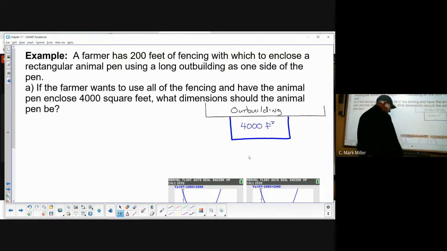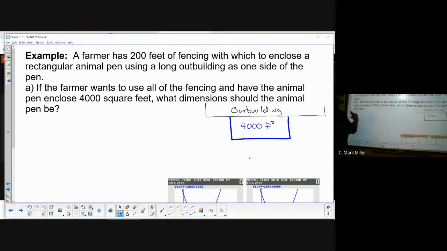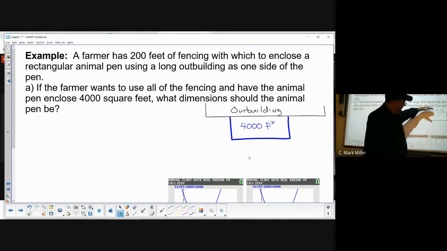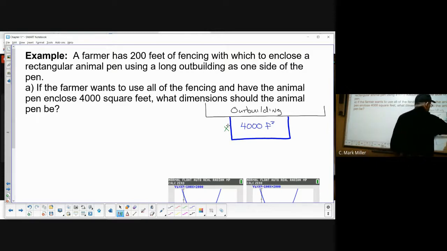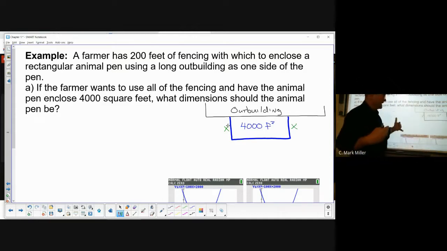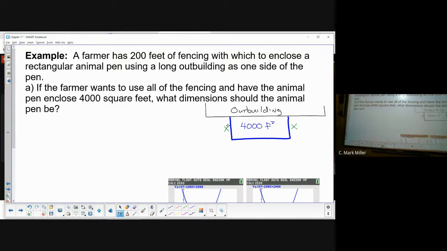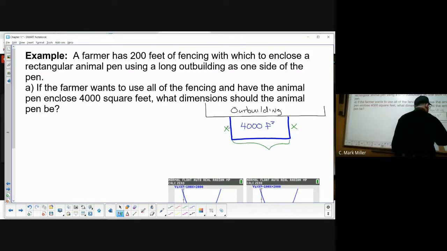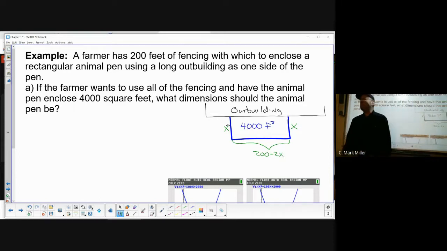There's more than one way that somebody could set this up. The first way that comes to my mind is how far you come out from the building is going to determine your area. And so suppose this distance is x. How far I come out from the building. It's rectangular. The pen is rectangular. This dimension here would be 200 minus 2x. And then if you add all those up, you get 200.